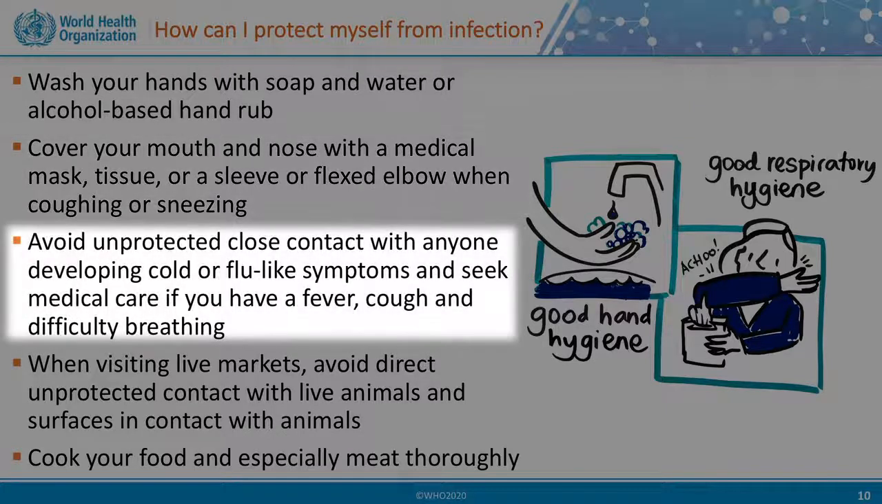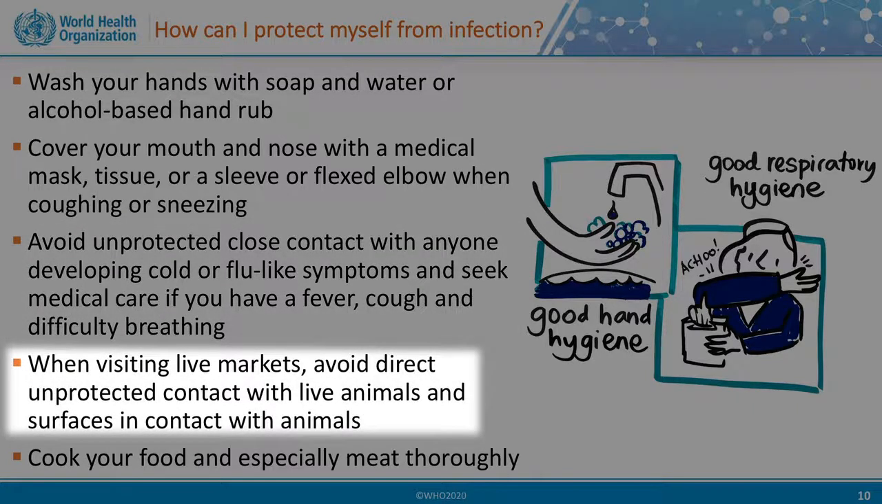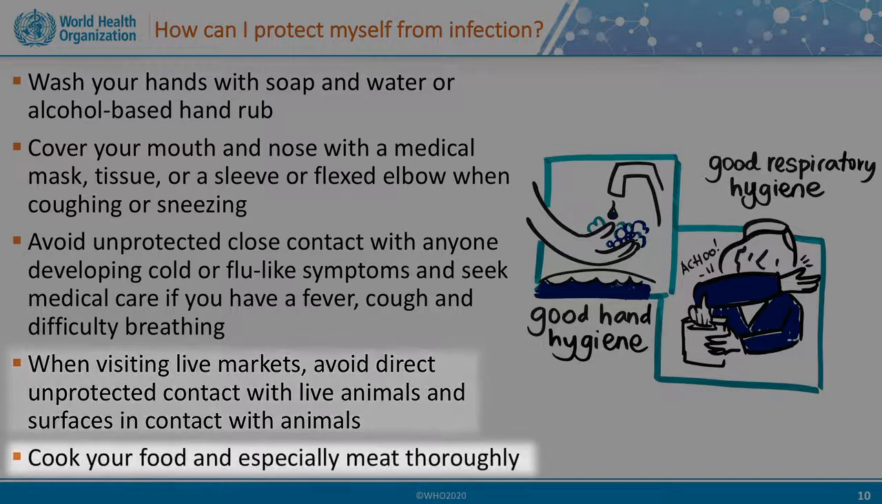And avoid unprotected close contact with anyone who has respiratory symptoms, cold or flu-like symptoms, and seek medical care if you have a fever, a cough, or difficulty breathing. When you're visiting animal markets, avoid direct unprotected contact with live animals and surfaces, and make sure that you wash your hands with soap and water after leaving a market. And make sure that you cook your food thoroughly before you consume them.